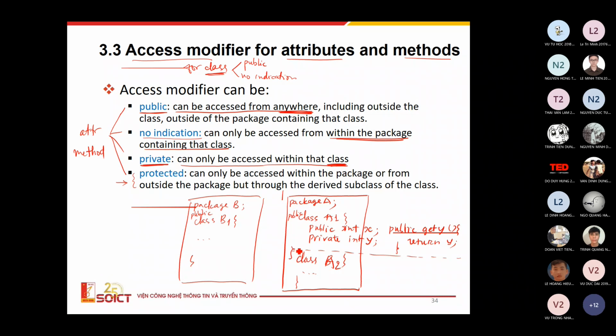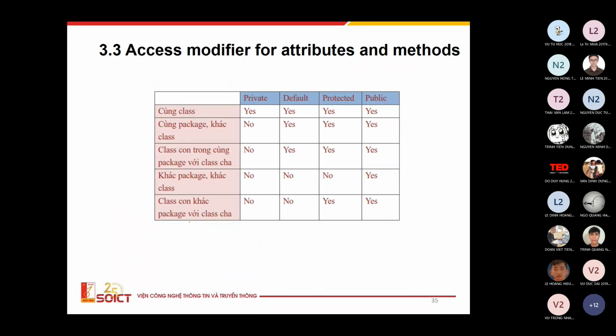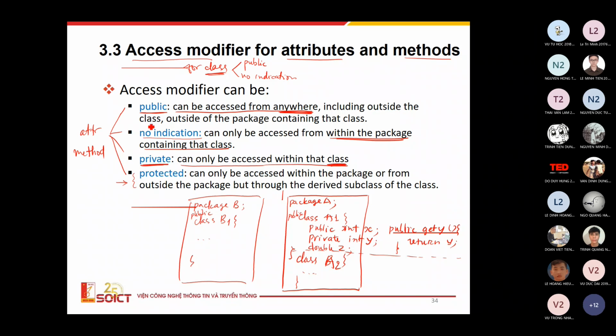I have no indication, double Z. And now let's see. For the X, what do you have as the modifier for X? The modifier for X is public. So where can you access X? From everywhere. Okay. Firstly, from inside the class.